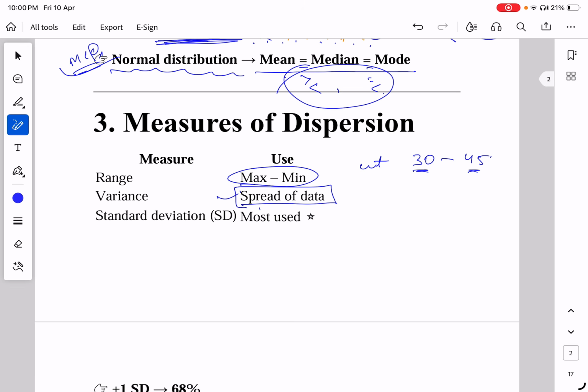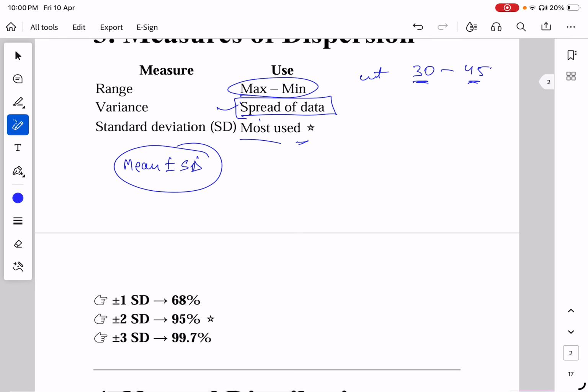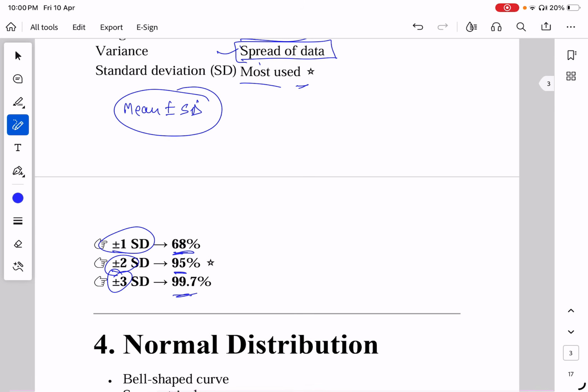No need to go into much detail, just try to remember this. Variance is the spread of data, and standard deviation is the most used measure of dispersion. We usually take mean plus minus standard deviation. For standard deviation, we have different formulas. Now plus minus 1 standard deviation covers 68%, plus minus 2 covers 95%, and plus minus 3 covers 99.7%. Suppose this is the distribution of data, the bell curve we usually see.